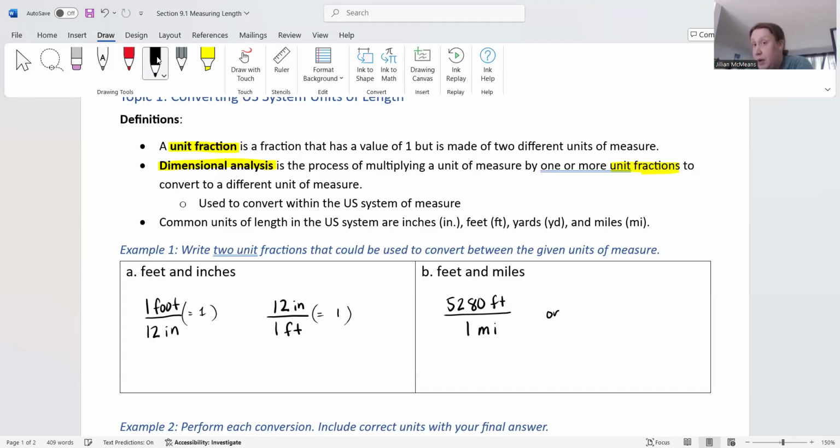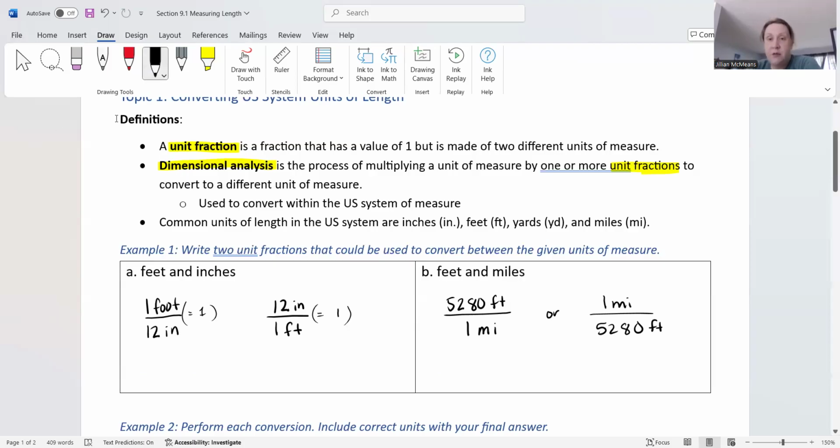Now, depending on the situation, we may need the miles in the numerator and the feet in the denominator. So we could write almost the same thing, just flip your fraction. So I get 1 mile is exactly the same thing as 5,280 feet. So those are examples of unit fractions.